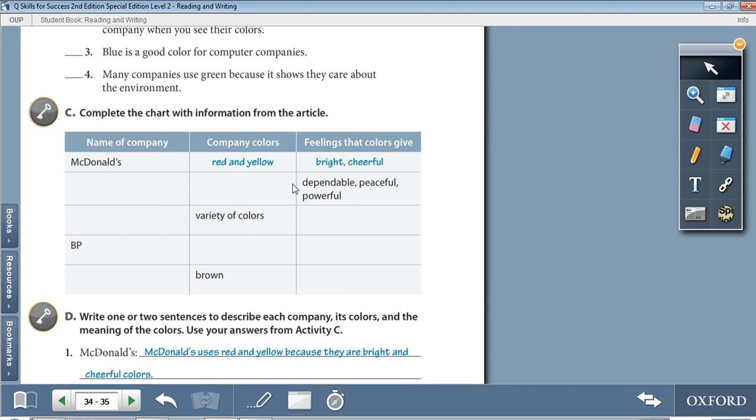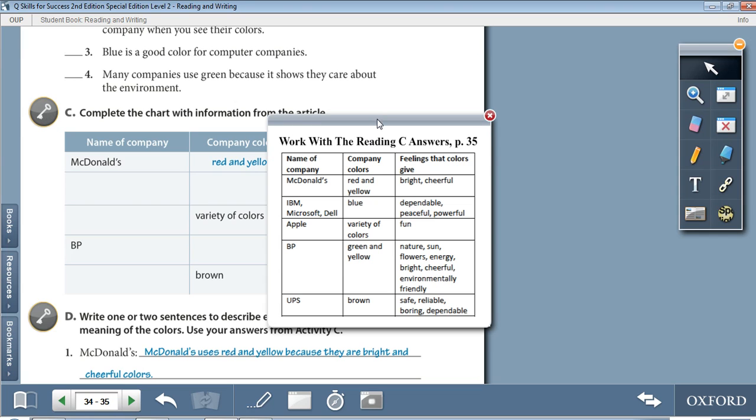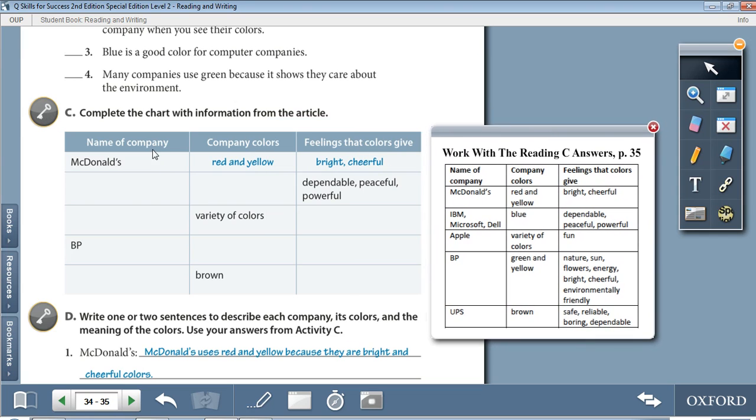Activity C. Complete the chart with the information from the article. Now we have 3 columns in the table: name of company, company colors, and feelings that colors give. First one, we have McDonald's. Colors are red and yellow, and the feelings are bright and cheerful. Then IBM, Microsoft, and Dell. The color is blue, and the feelings are dependable, peaceful, and powerful. Next, Apple. Variety of colors, fun.